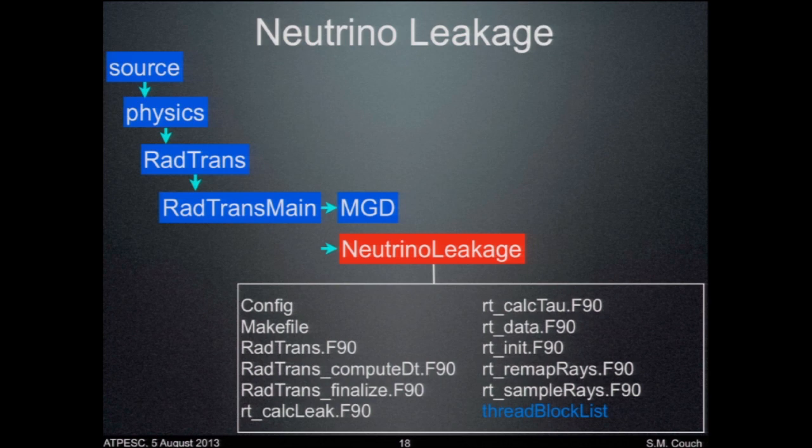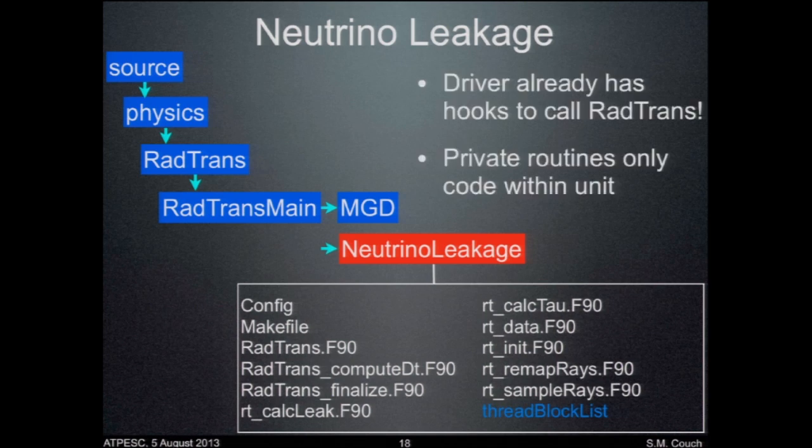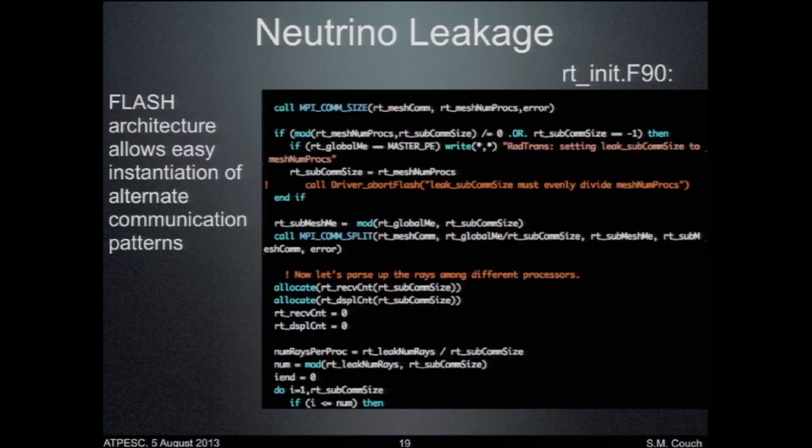And then all of the lowercase RTs are local subroutines, local to the radtrans unit, and they're called from, for instance, radtrans.f90, and they do the physics. They do the actual work of calculating the leakage, calculating the optical depths, sampling rays, remapping rays. They're doing the heavy lifting. The capital radtrans.f90, the hook already exists in driver, and we have a custom implementation of that does our neutrino leakage.